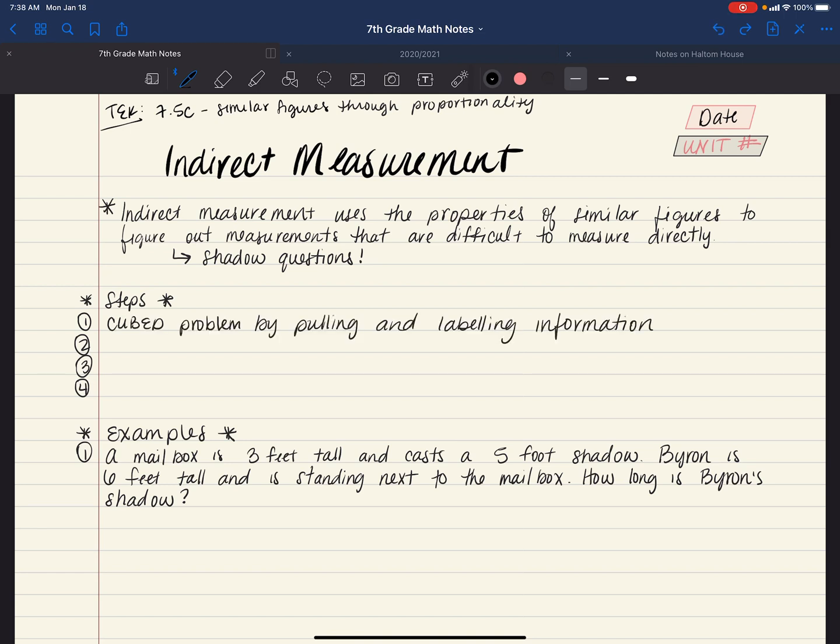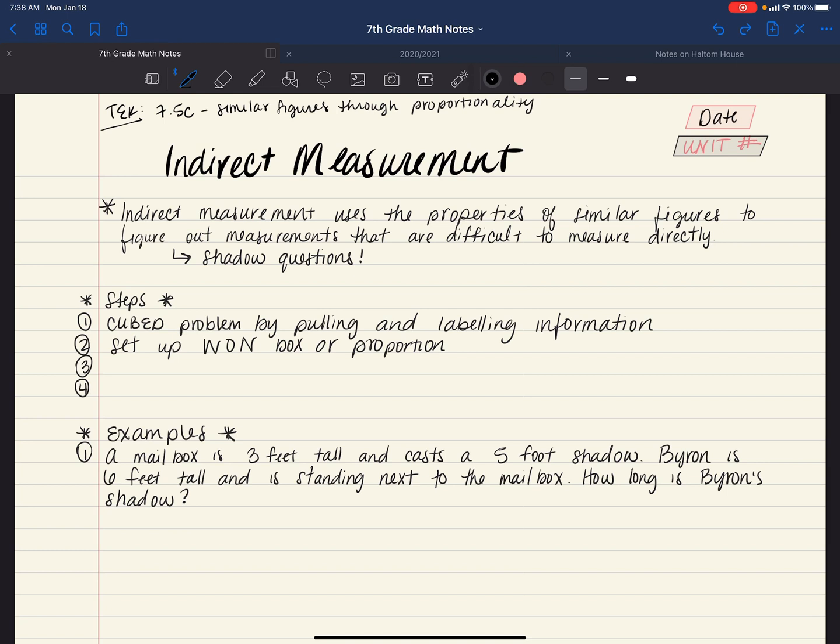Our steps are, first, we will always cube the problem by pulling and labeling information. What I mean by pulling out information is writing it down on your paper because, since we're moving more towards computers and technology, you guys have to know how to properly pull out that information since you're not physically writing on the problems all the time.